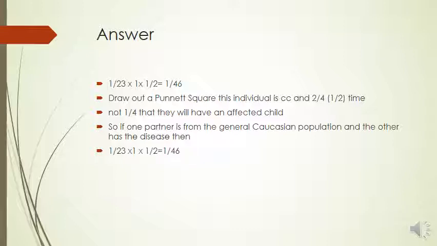So if one partner is from the general Caucasian population and the other has the disease, then 1 over 23 times 1 times 1/2 equals 1 out of 46.